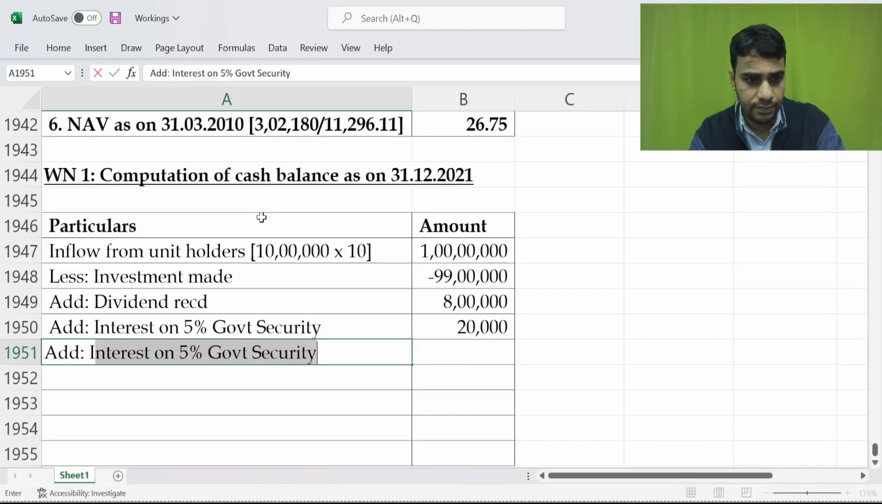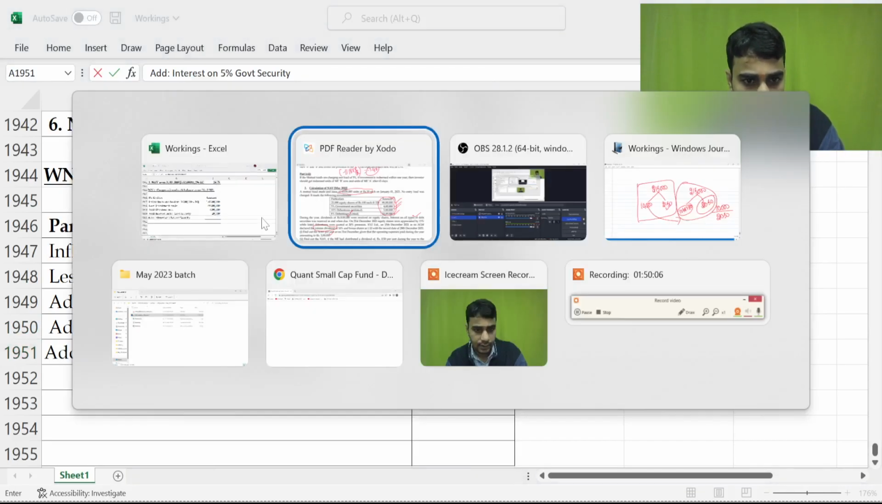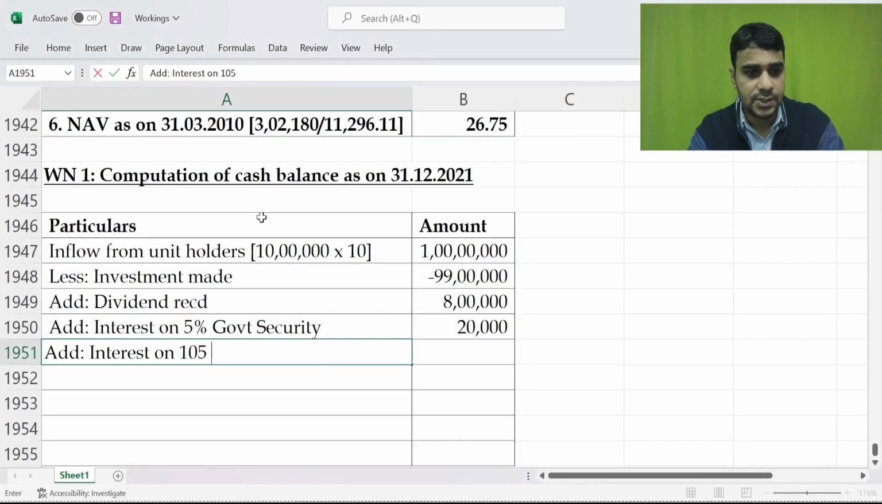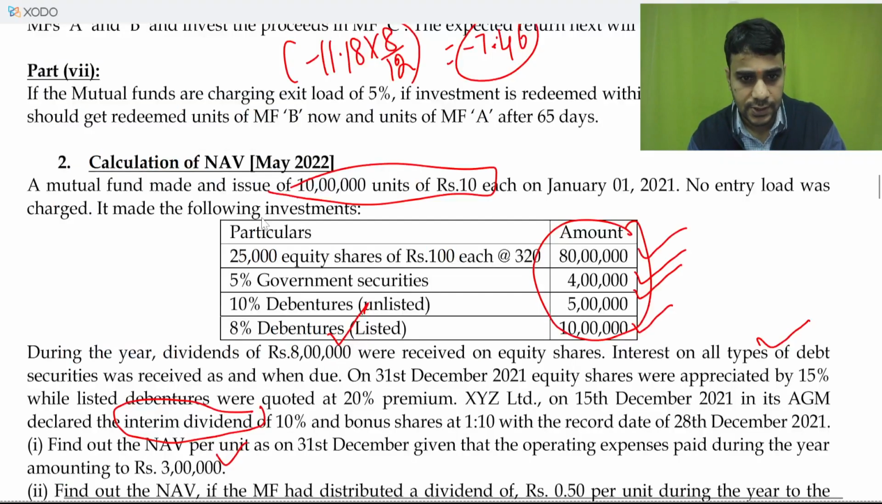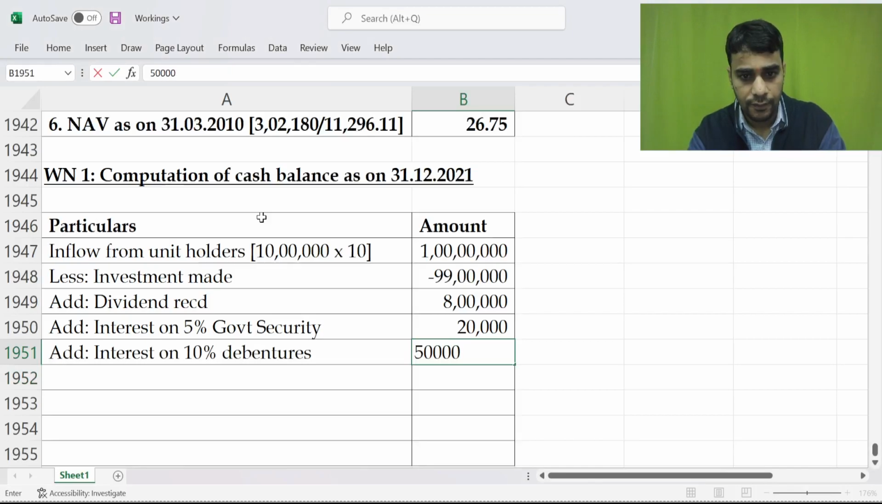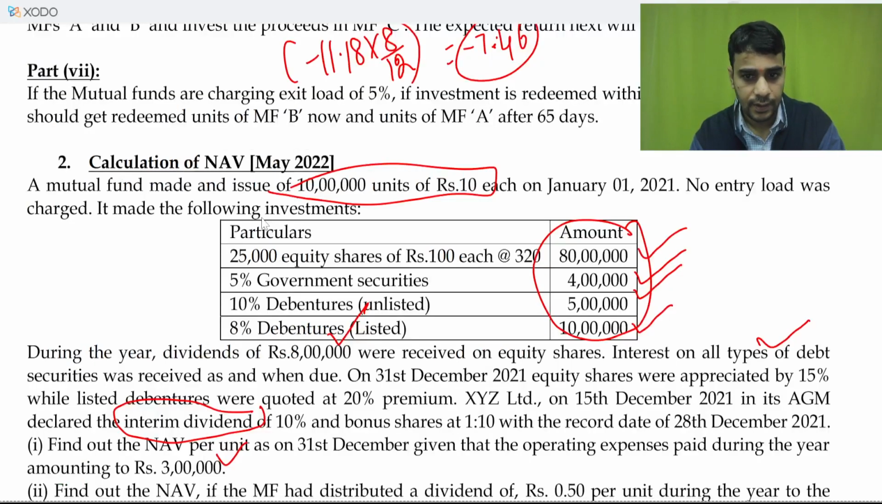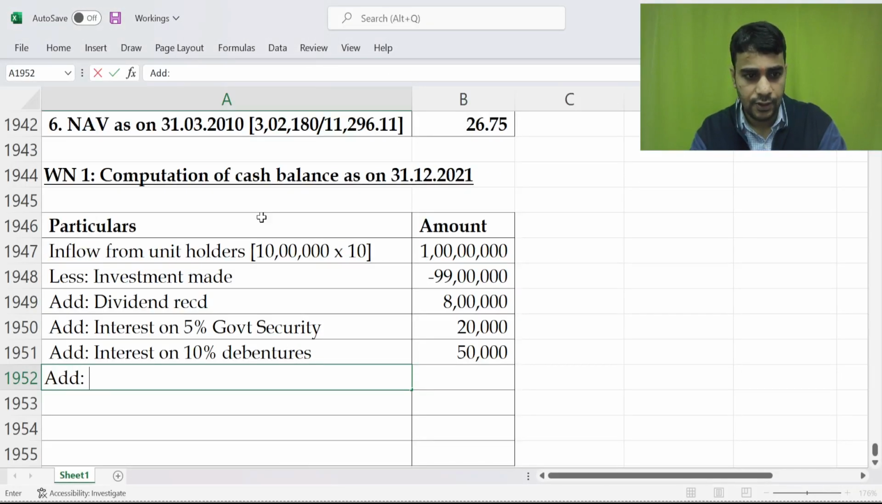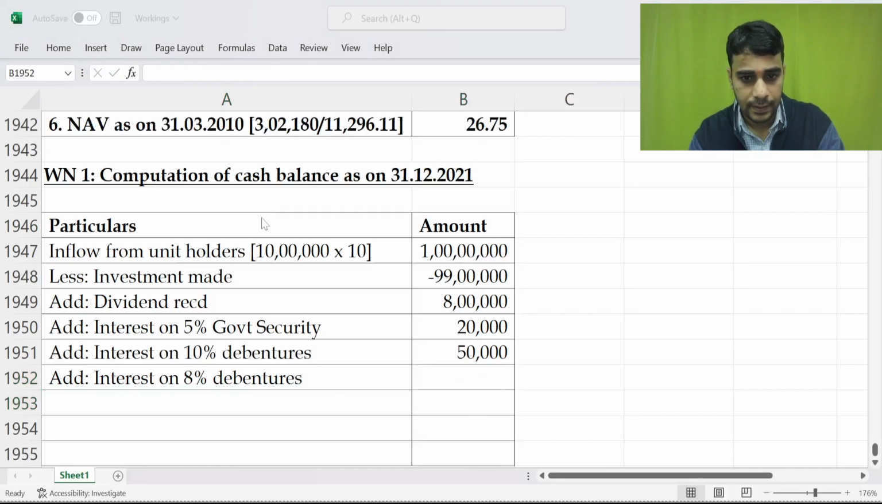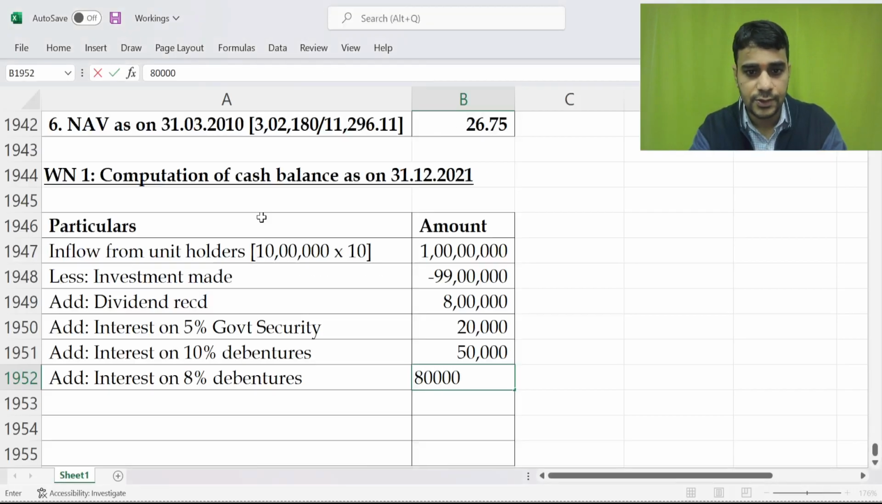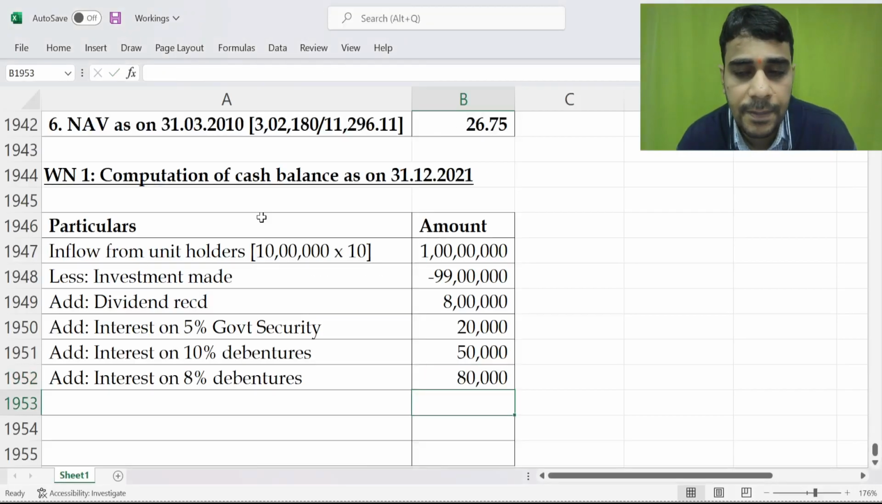Interest on 10% debentures, 50,000. Interest on 8% debentures, 80,000. So we have 10% debentures, 8% debentures, and 5% government security.